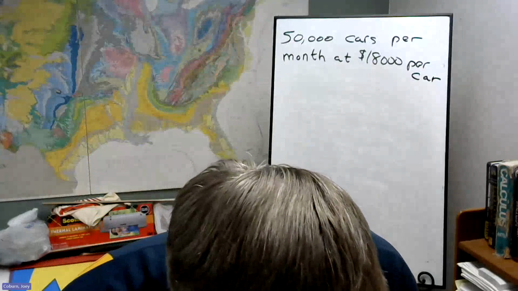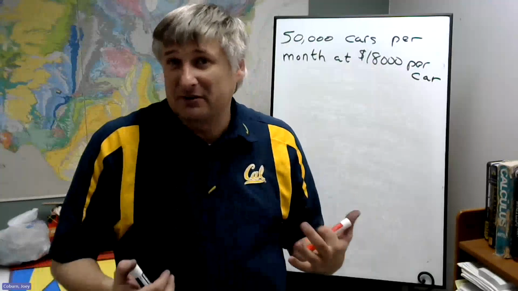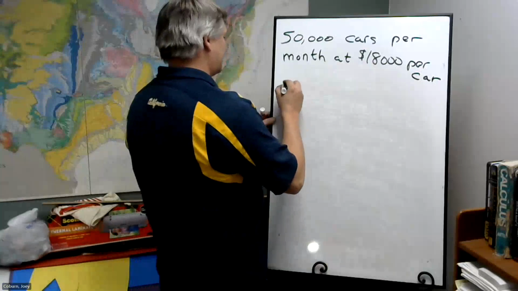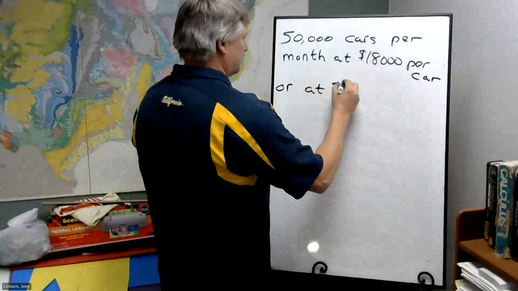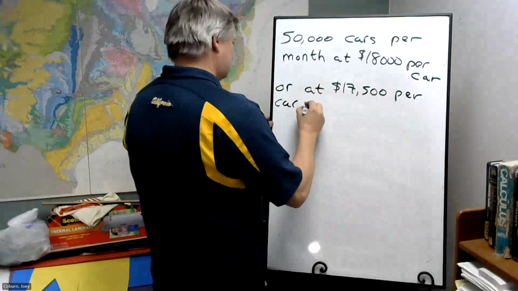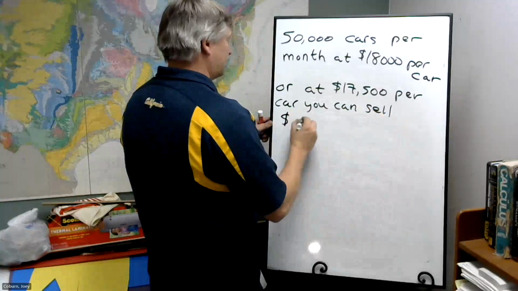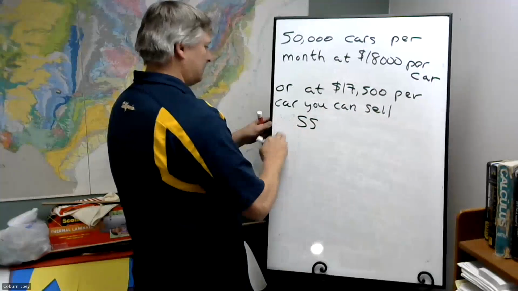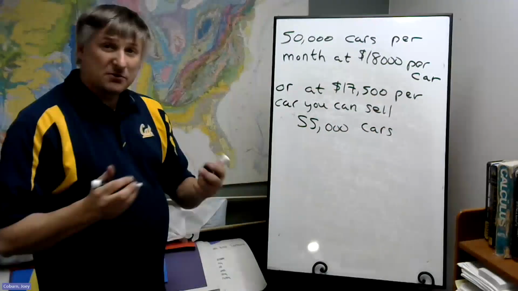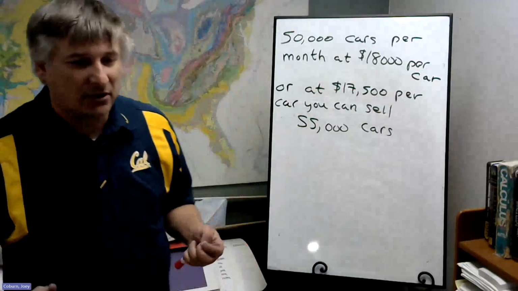Now, another one is this. If the price is $17,500 per car, so $500 less, you can sell 55,000 cars. So here's the big question. How many cars could we sell at 17,000?